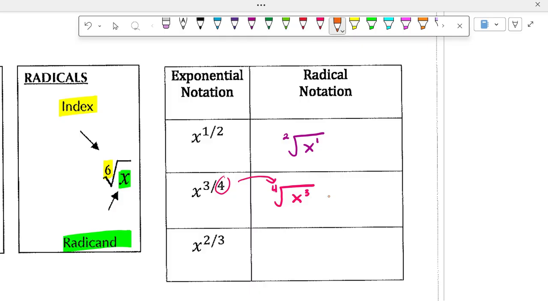Now, you may also see it, just so you know, as the 4th root of x all cubed. It's the exact same thing. So the 4th root of x cubed and the 4th root of x all cubed, that's the exact same thing. Doesn't really matter how you write it. Just know that you may see it both ways.